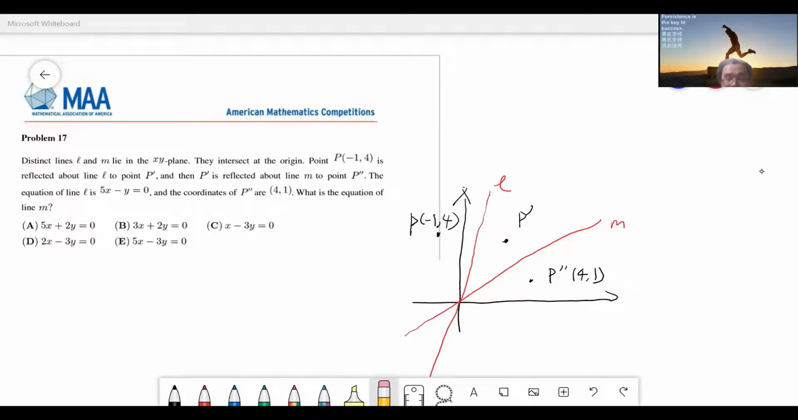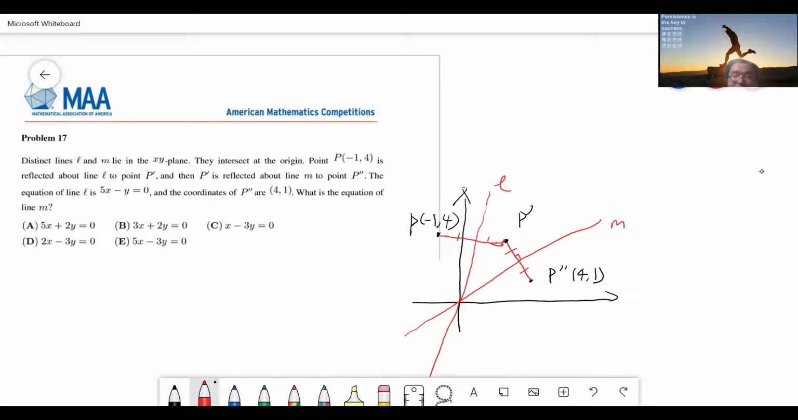Okay, so what if we haven't learned the sum and difference angle formula in trigonometry? Then we're going to work with the property of reflection, right? Let's say we reflect from P across L to P prime. So we can find the image P prime by drawing this perpendicular line crossing L, right? So this distance must be congruent to this distance. Again, from P prime to P double prime, we draw this perpendicular line, so this is congruent to this.